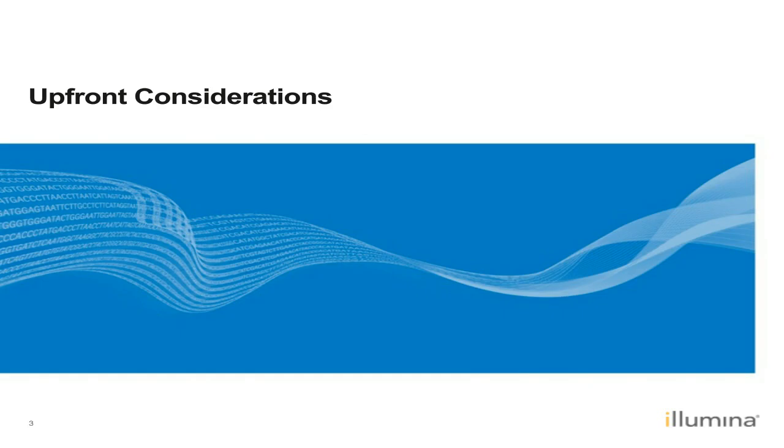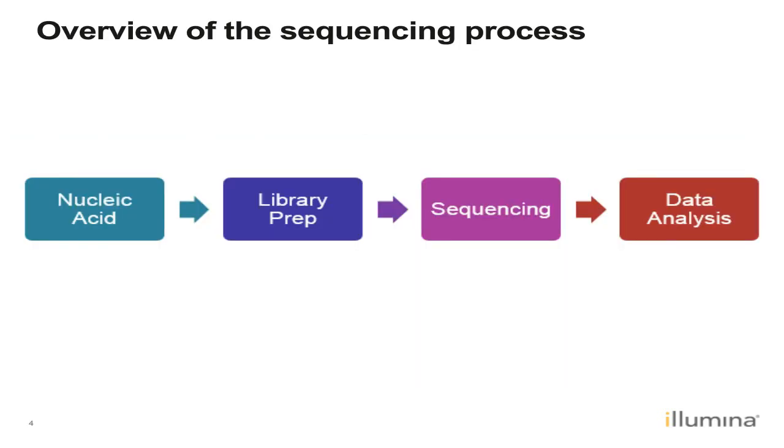Upfront considerations. We will start with our nucleic acid of interest. This can be DNA, RNA, or both. We then need to prepare the nucleic acid into a library. This will make the nucleic acid compatible with sequencing on an Illumina sequencer. The third step is sequencing. This is where we will read the bases from the library fragments. The fourth step is data analysis. We want to make sure that we have a plan for this full workflow, including data analysis, before we start any of this process in the lab.